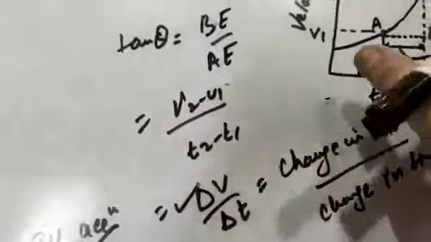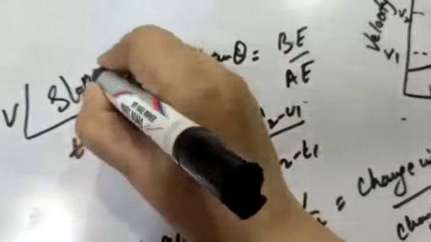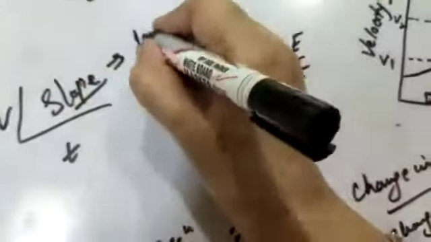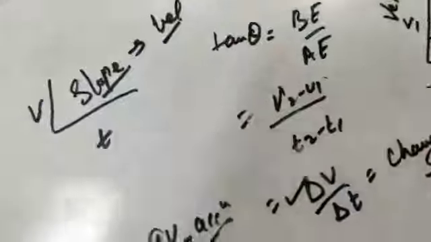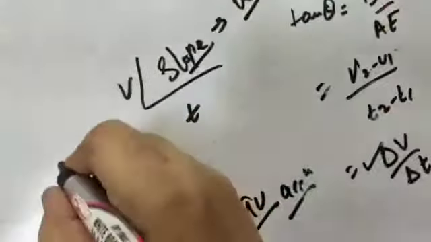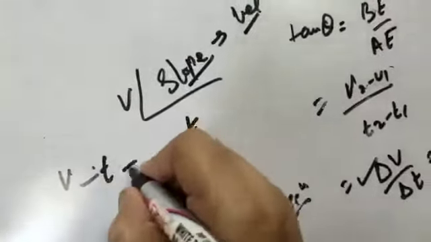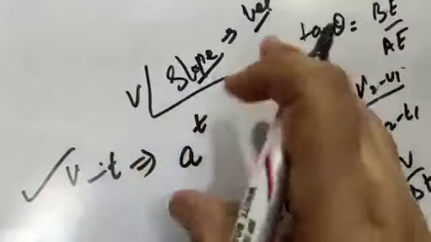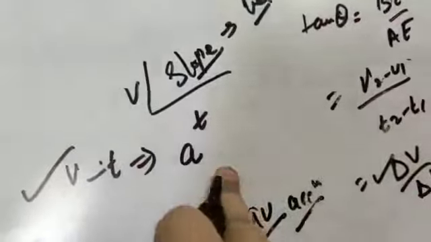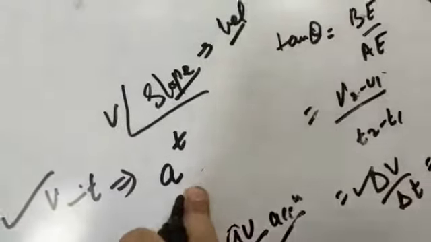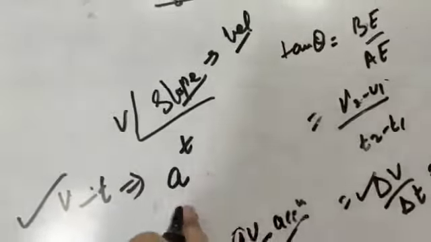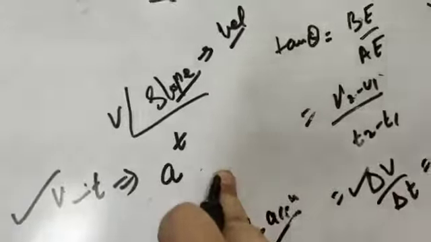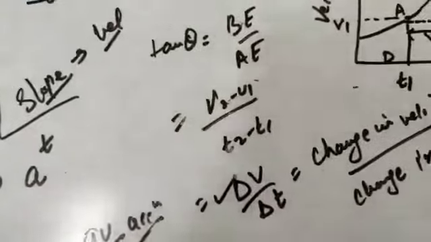So clearly, if we are talking about the velocity time graph, the slope of the graph is giving you the acceleration. Just to remind you, velocity and time are related with acceleration, so if you want to remember, slope represents acceleration. So acceleration is given by the slope of the velocity time graph. Similarly, we can get the instantaneous value of acceleration.